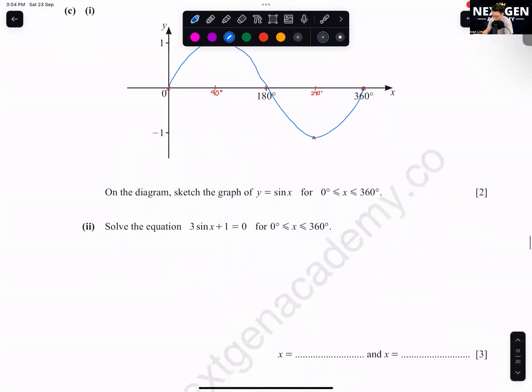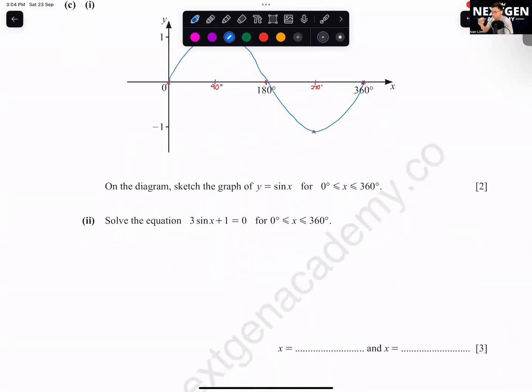Okay, solve the equation. So this one, sin x equals negative 1 over 3. The way I do it is we use the ASTC method. So you find what your base angle is first. Here you get 19.5 degrees.